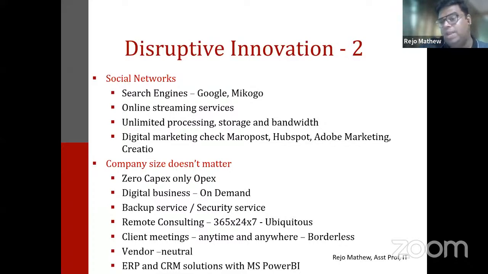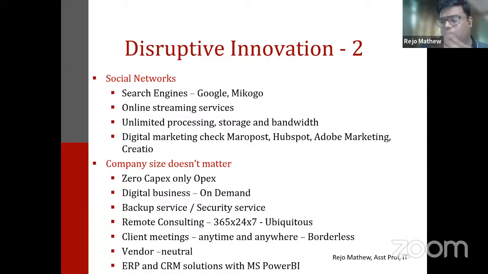Also, the security enhancements with cloud have gone up manifold. Earlier, a smaller business could not afford very high security. But now with cloud security services, we can afford that service online. You can just rely on a cloud security service, security as a service, and then you can get the options. Also, you can see remote consulting.